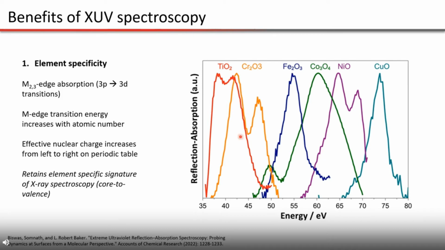And for instance, if we have something that involves titanium and copper, the signatures for these metal centers are quite separable, so we can directly probe one sample and understand what's happening at the titanium sites versus what's happening at the copper sites. This has been done in our group as well as in others.